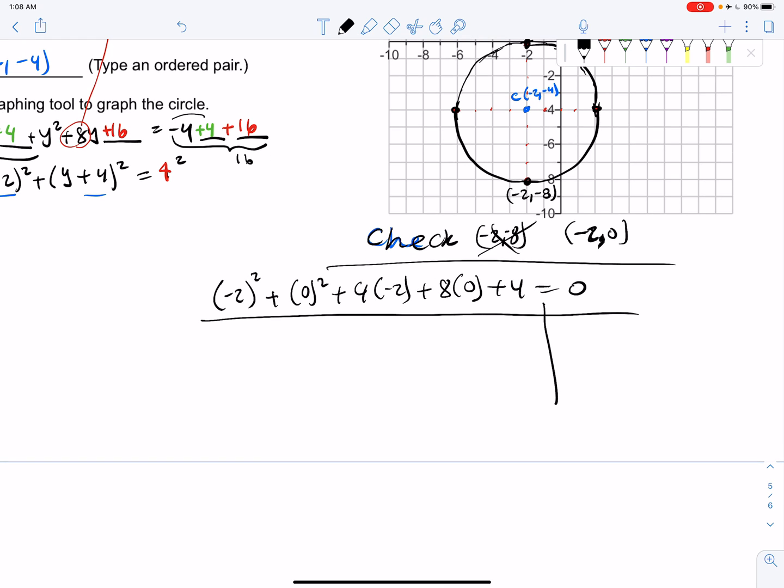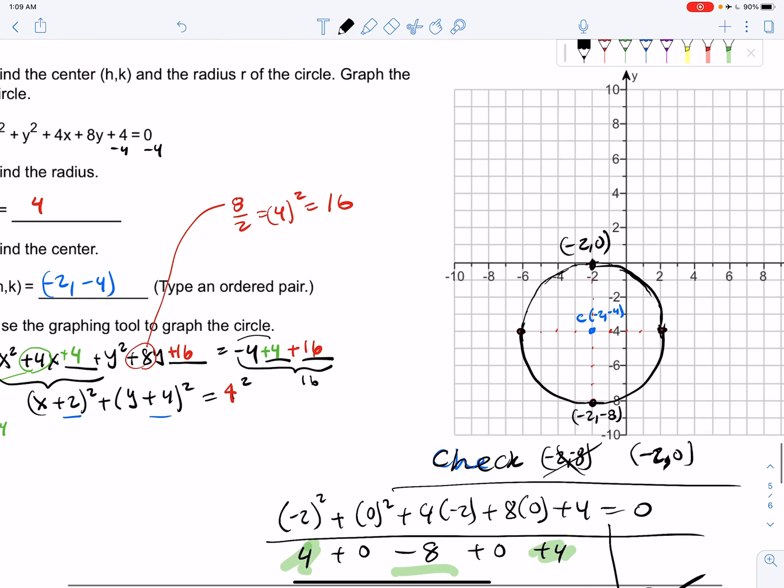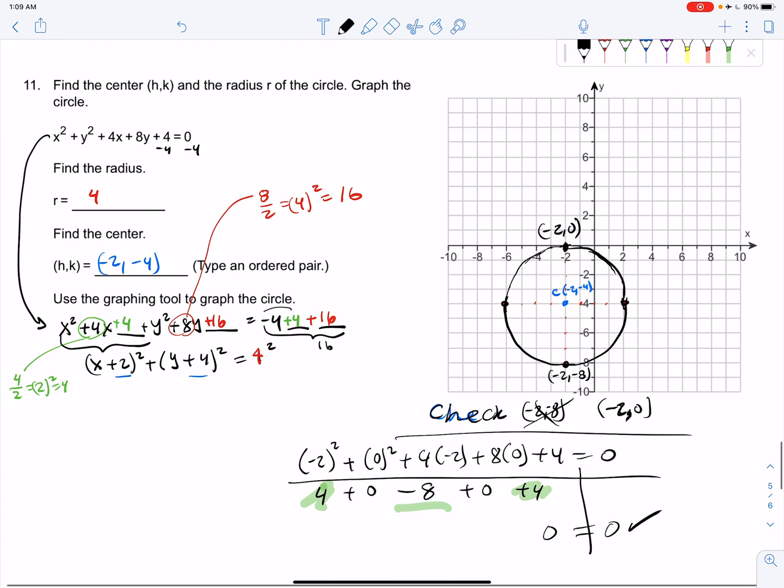So negative 2 squared is 4. This is 0. This is a minus 8. This is plus 0 plus 4. And you can see we have 4 and 4 makes 8. And of course, 8 and negative 8 zeroes out. So we have just shown that that point is definitely a point on our circle. Makes us feel pretty good after we did all this, completing the square twice.